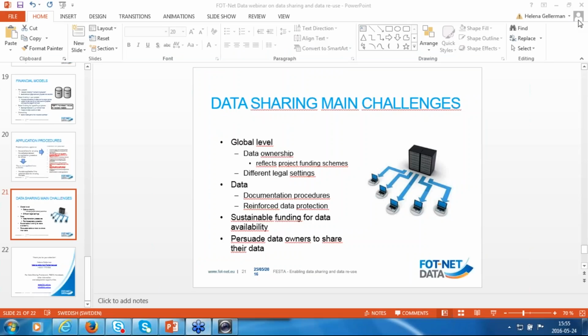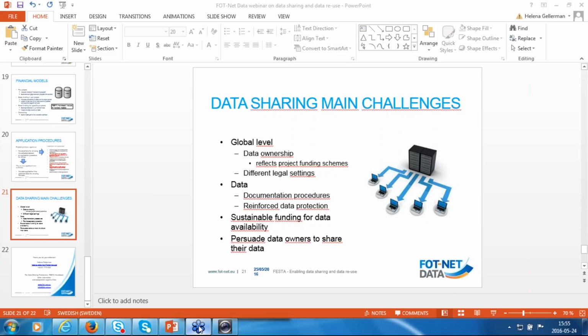Well, first of all, Helena, while we're waiting for the questions to come in, the last bit you said was to persuade data owners to share their data. Who are the data owners? Are they the funding bodies, like, for example, in the UK, would it be research councils, Highways England, Department for Transport, or the project's partners who collected the data?